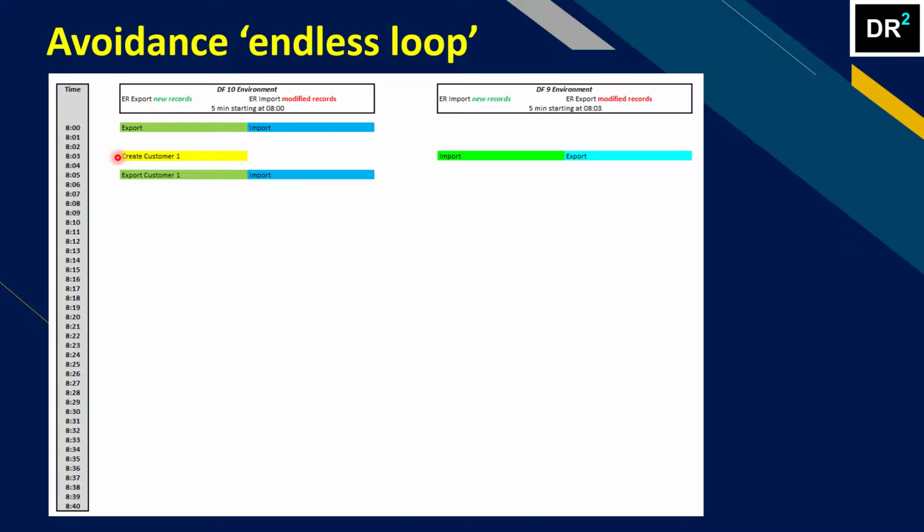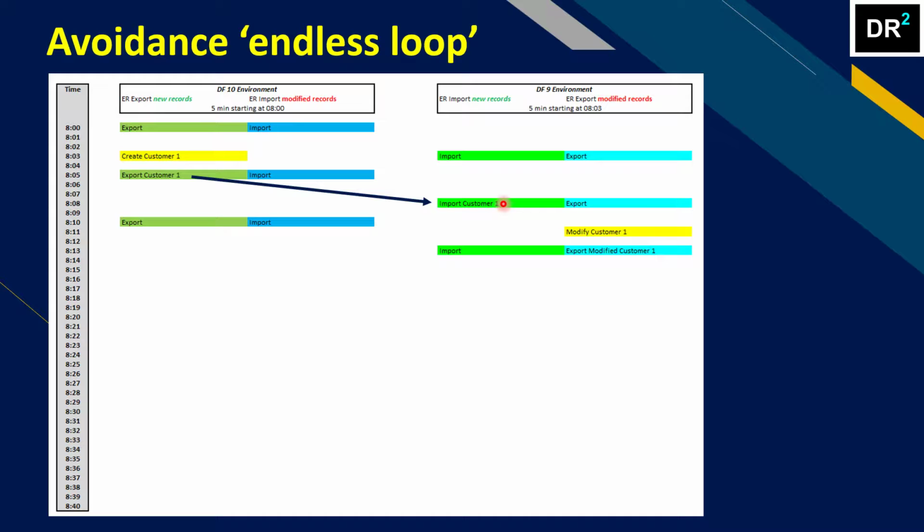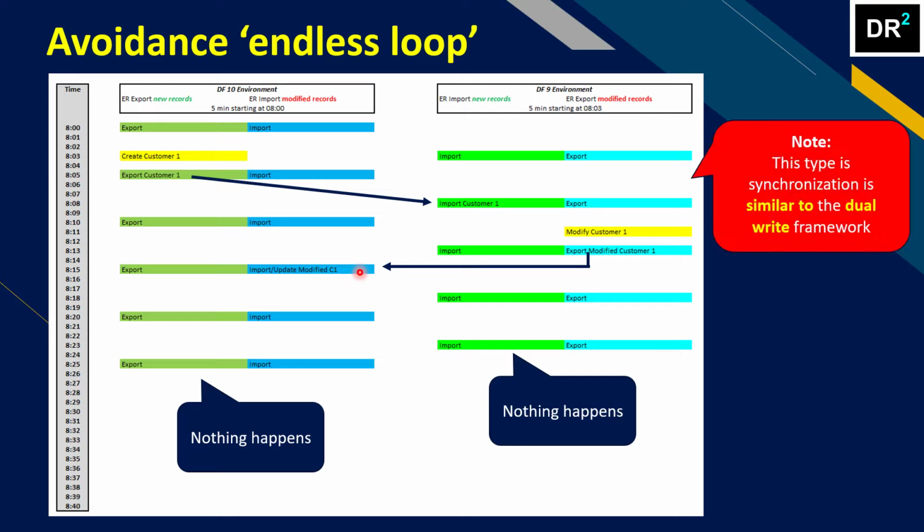Same example. I create a customer here. It's included in this export job. The customer will be imported here. Then I make a modification. The modification will be exported. And then I will update my record here. And then the other batch jobs that run every 5 minutes, they do nothing. This kind of synchronization is similar to what you might know from dual write.